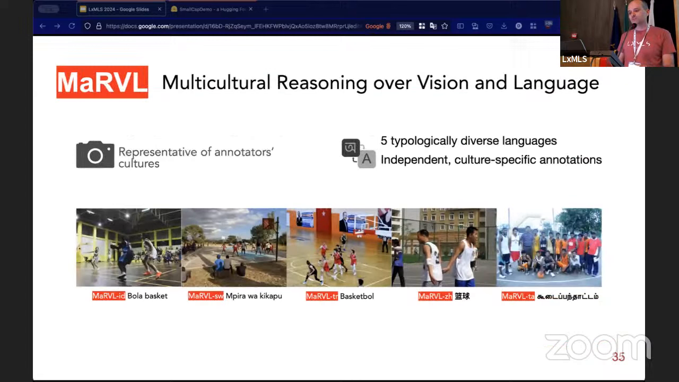So we wanted to create a data set for multicultural reasoning where the images are representative of the annotations of different cultures. And we collected this over 5 typologically diverse languages. We have Indonesian, Swahili, Turkish, Mandarin Chinese, and Tamil. And this is one of the rare examples of a concept that's aligned across these 5 languages, showing the visual distribution of basketball within these different settings, played indoors or outdoors in different combinations.